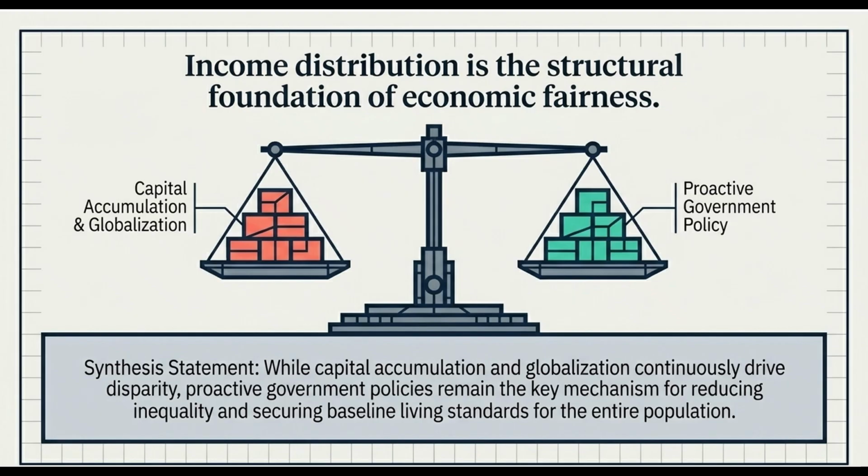So, to conclude, income distribution is the foundation of economic fairness and social stability, right? So, factors like capital accumulation, globalization, and technological advancement continue to increase inequality in many parts of the world. However, effective government policies such as progressive taxation, welfare support, and investment in education can reduce inequality and improve living standards. So, the key message is that while economic growth is important, fair distribution of wealth is equally necessary to build a sustainable and inclusive society.